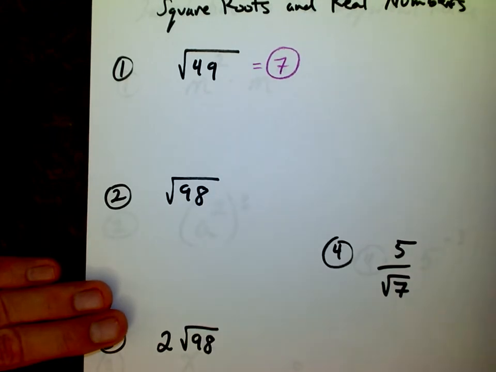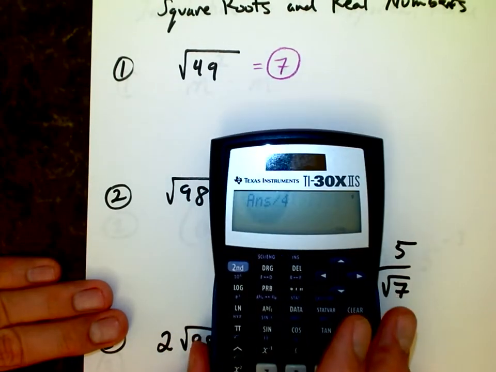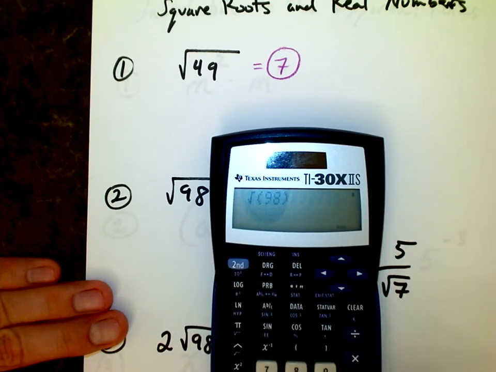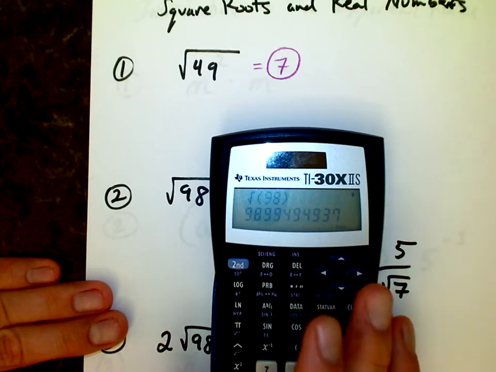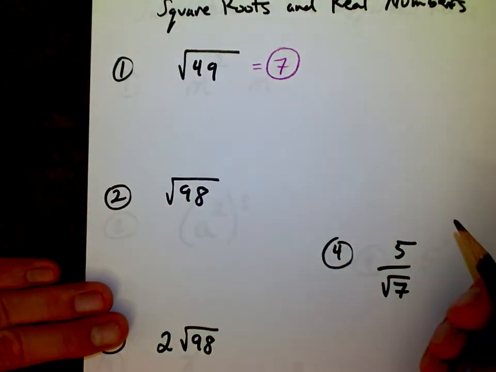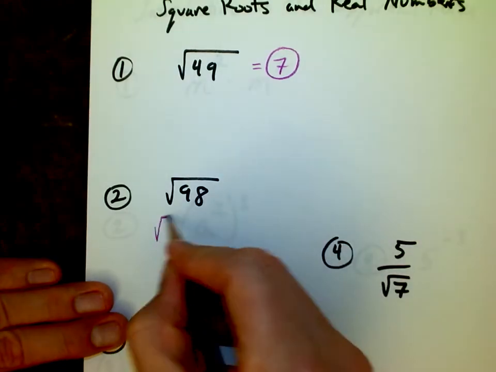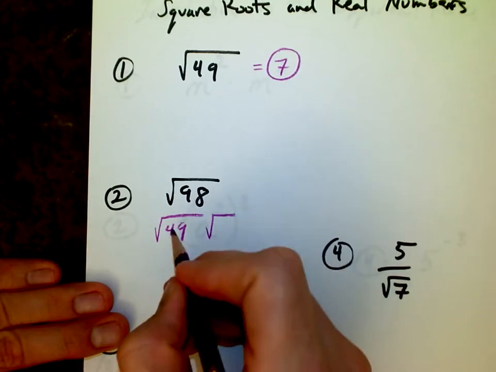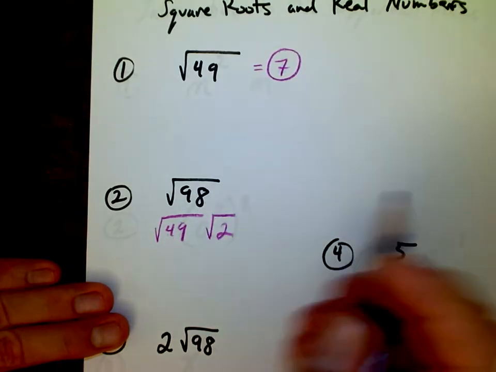This does not have a perfect square root. If you take your calculator and you do the square root of 98, you see it does not come out to a perfect number. So what we're going to do is look for factors of 98 that are perfect squares. And from problem 1, 49 times 2 is 98.